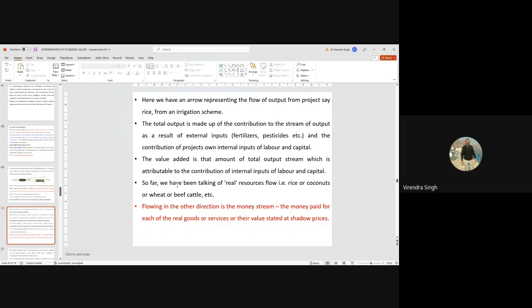So far, we have been talking of a real resource flow, that is rice or coconut or wheat or beef, cattle, etc. Flowing in the other direction is the stream of money. Actually, real flows indicate these physical goods or non-physical goods which are flowing out of the project. On the other side, there is flow of money. The money paid for each of the real goods or services, or their value stated at shadow prices.